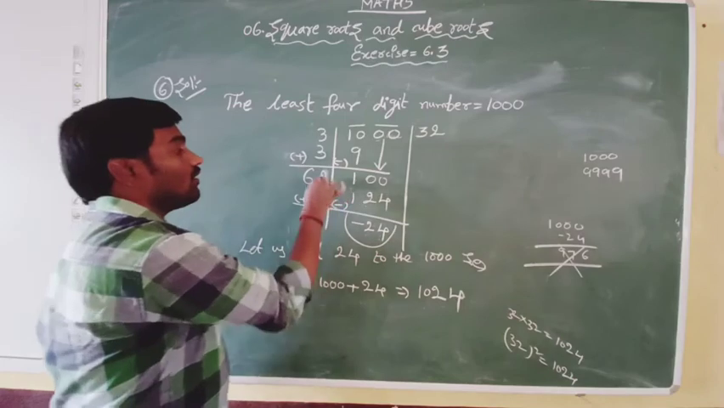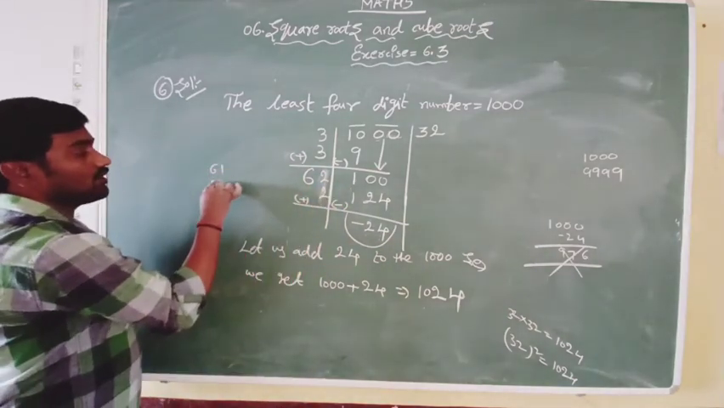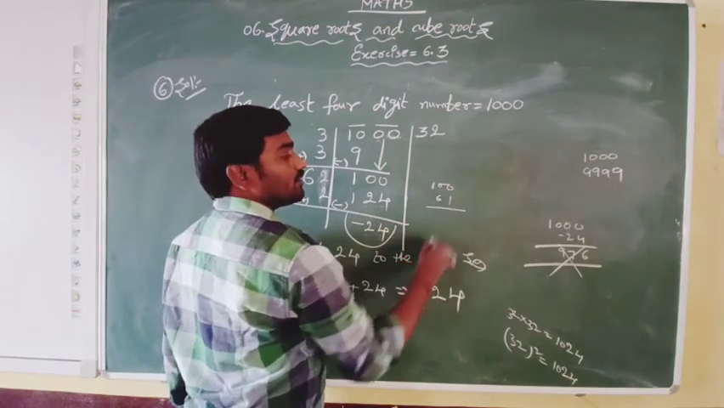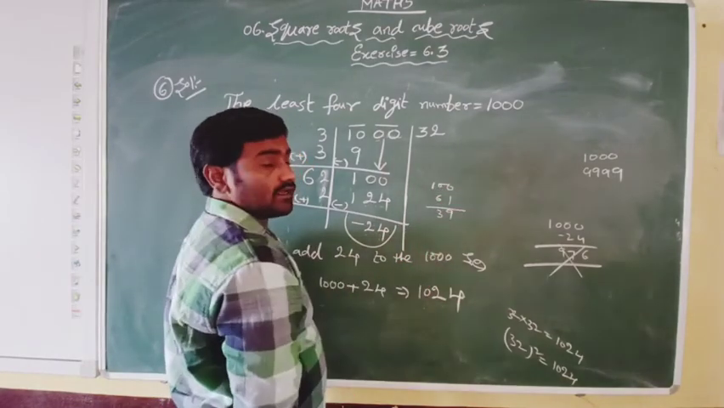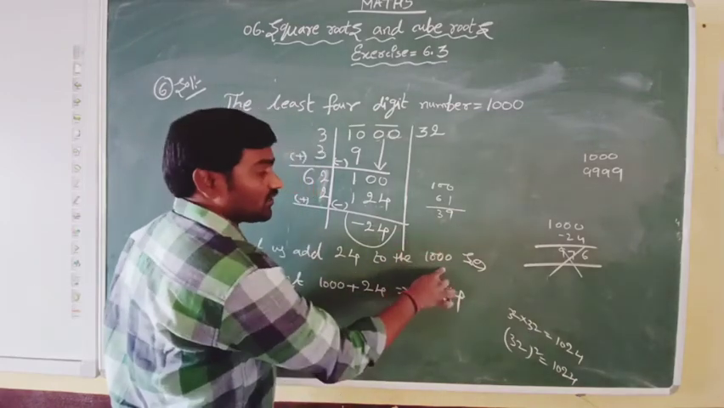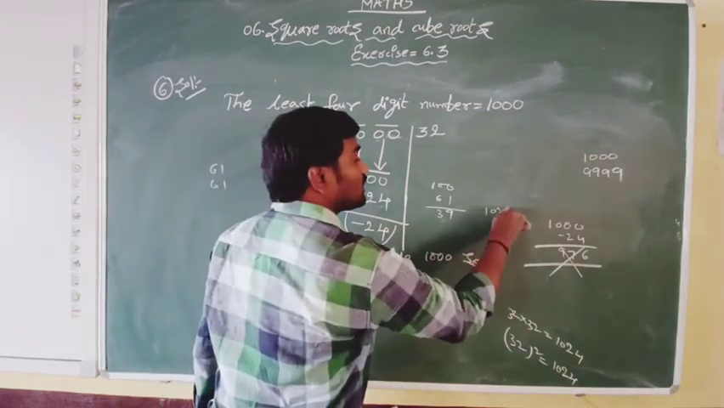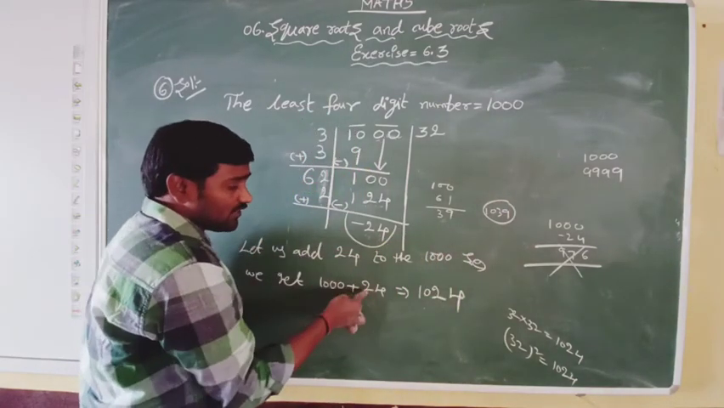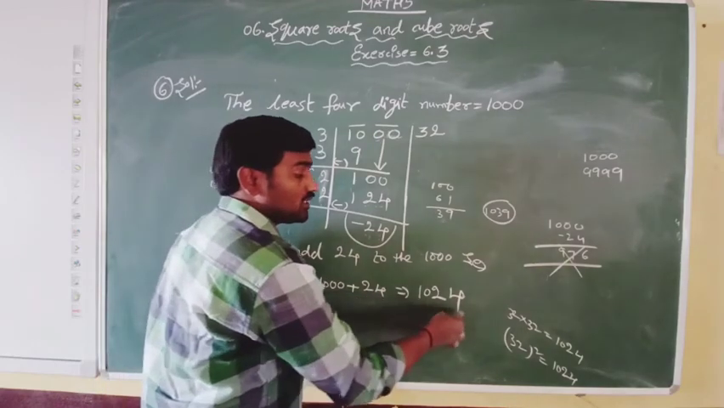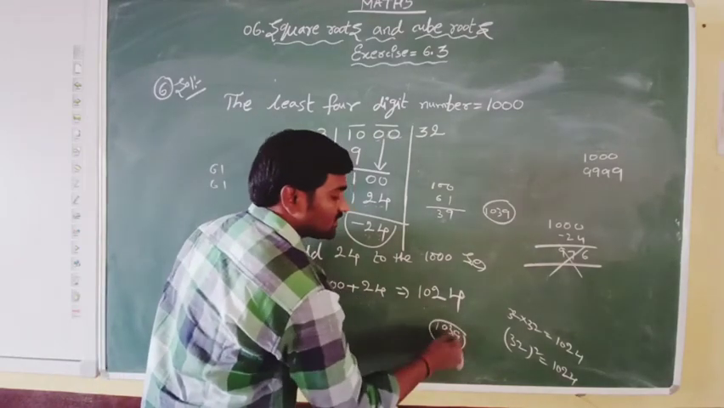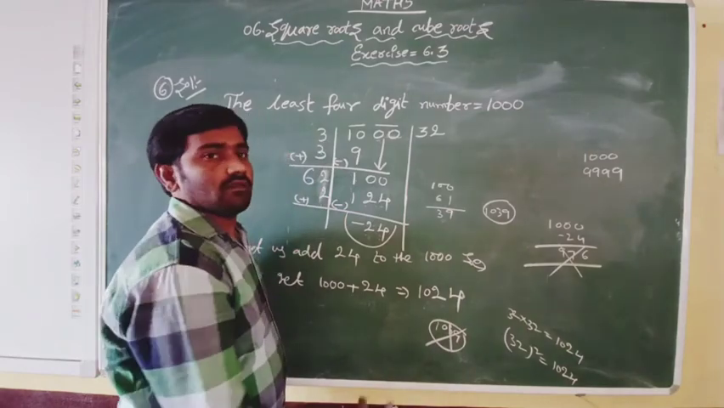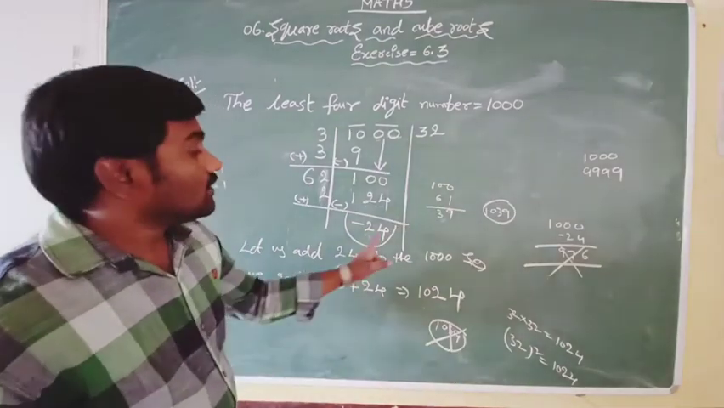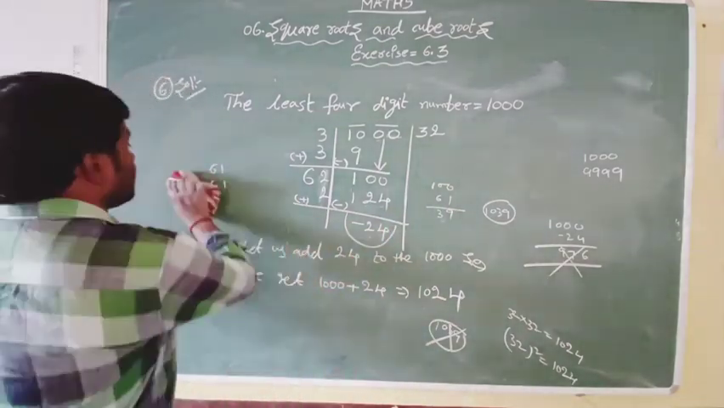So you may get a doubt: sir, can we also use 61 and 61? If you use 61 here, 100 minus 61 gives 39. If you add this 39 to 1000, you get 1039. The 1039 is not a perfect square number. The perfect square number is obtained only by adding 24 to the 1000. Okay, I hope you understood.